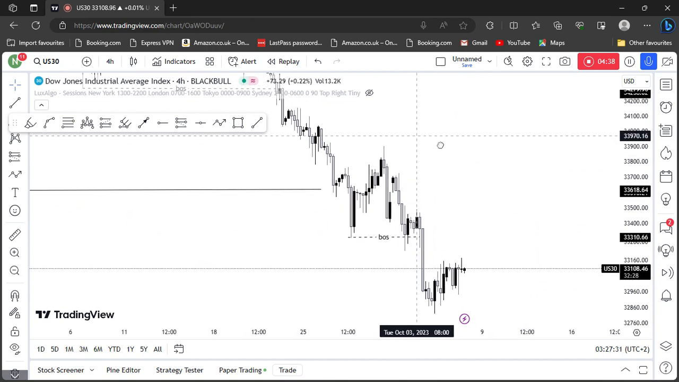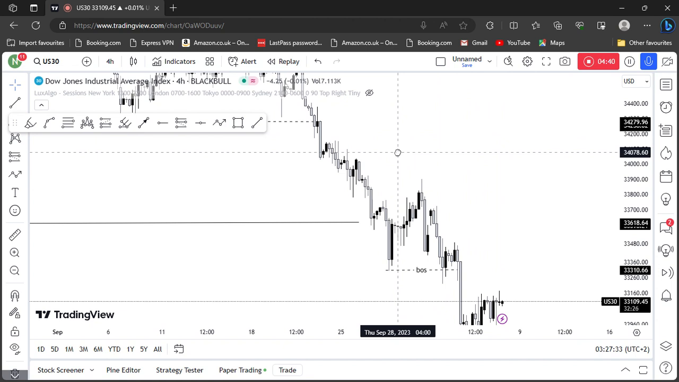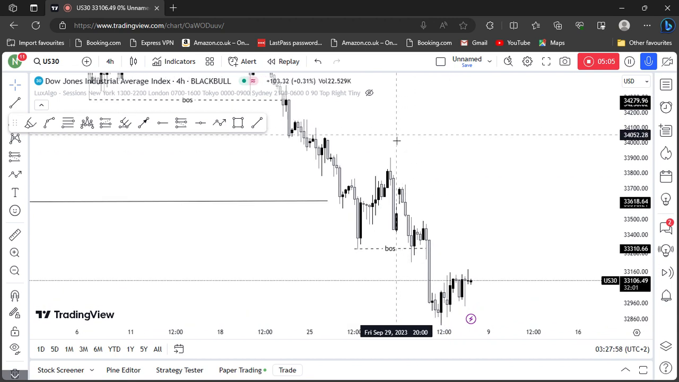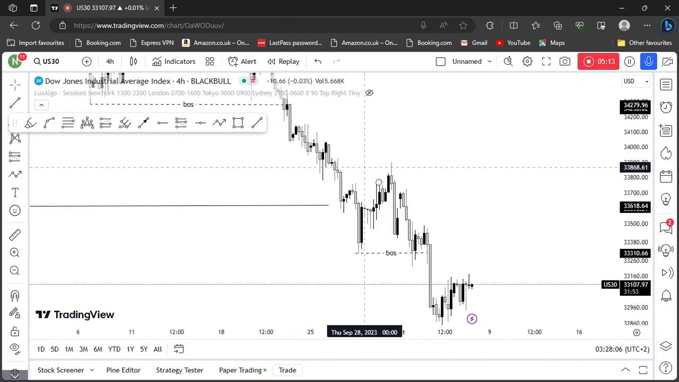So for those who don't know where to enter, I use what you call order blocks for my entries. Okay, I look for the order blocks. So what is an order block? An order block for a bearish trend is the last bullish candle before a massive downward movement, right? Okay, for this we saw that.